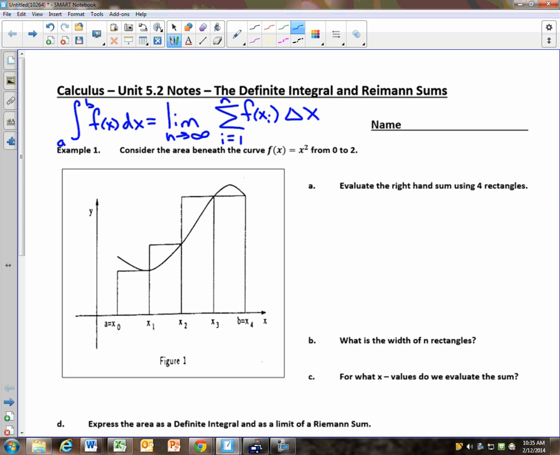Okay, so that's what we're going to do today. It would be good to write that. We are going to live and die by that piece right there. A little squiggly B.